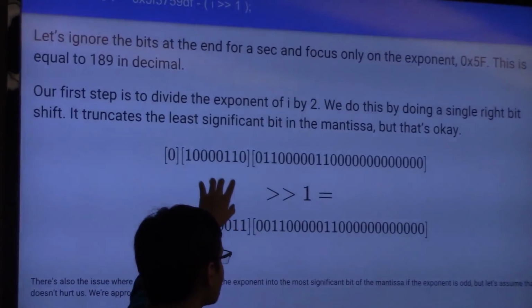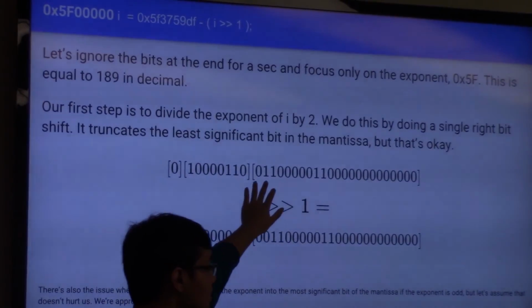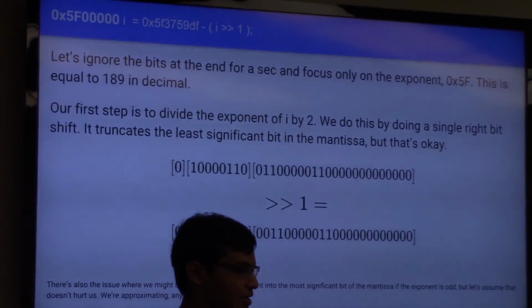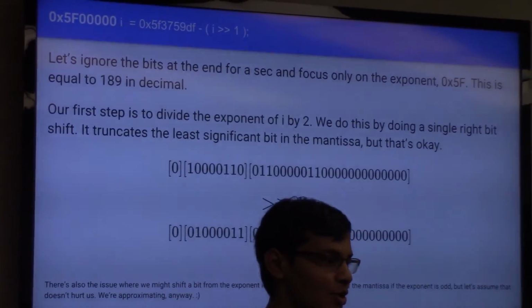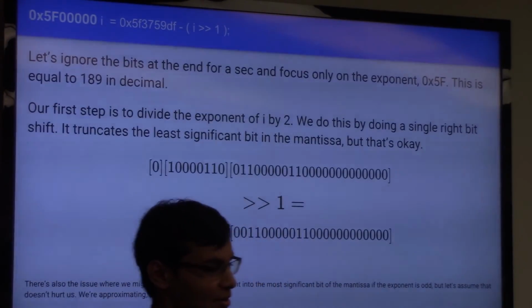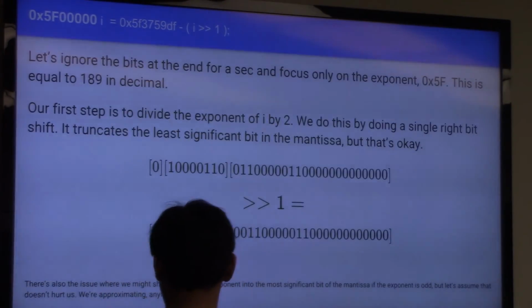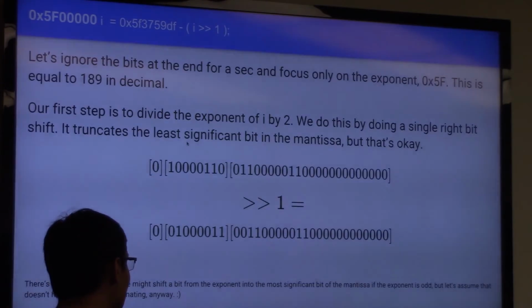The exponent, if it's an odd exponent, so that means this last bit was a 1, could go into the mantissa and it might screw us sometime. But again, approximation, we don't care. I'm going to hand wave and say it shouldn't matter for the most part. Questions? Cool. I'm going to move forward then.